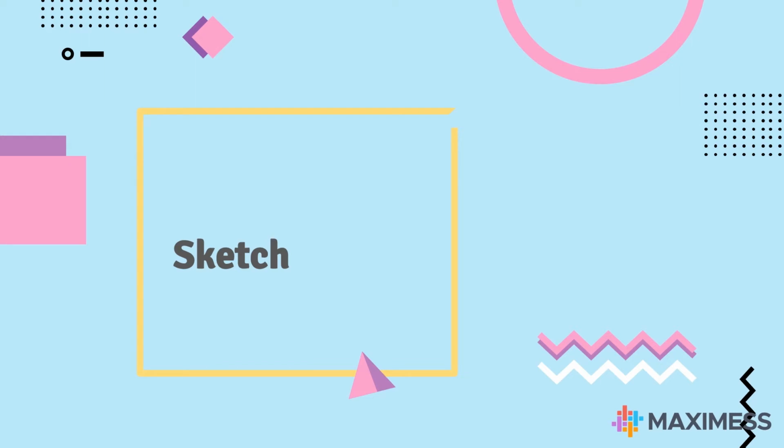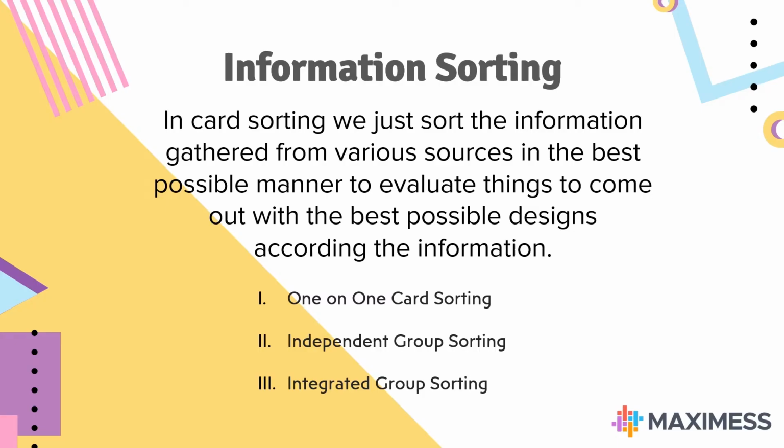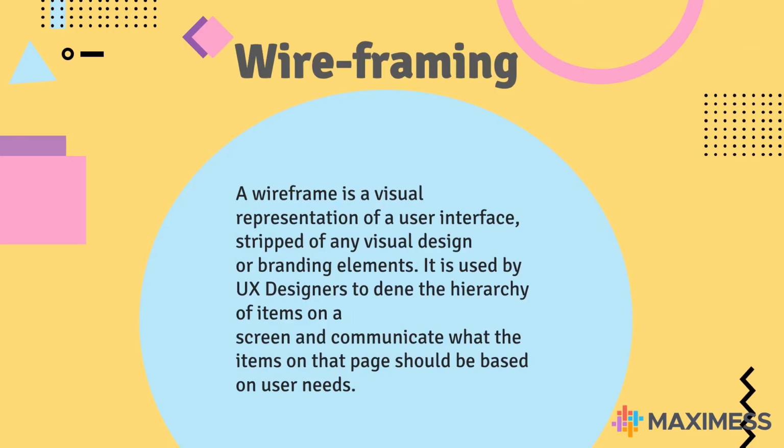Now the third step is sketch. The research done so far will be utilized and implemented in this step, and this step is information sorting. In information sorting or card sorting, we sort the information gathered from various sources in the best possible manner to evaluate things and come out with the best possible designs according to the information. There are three methods. The first method is one-on-one card sorting, second is independent group sorting, and last one is integrated group sorting.